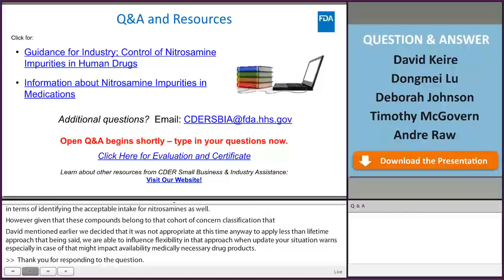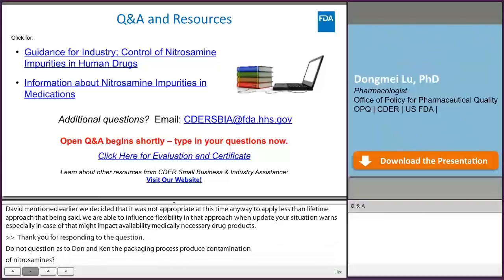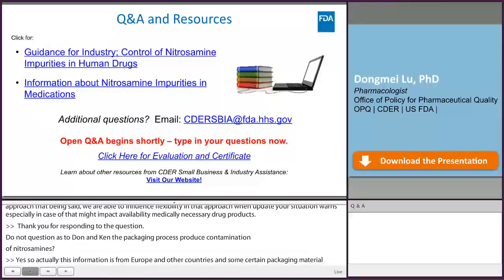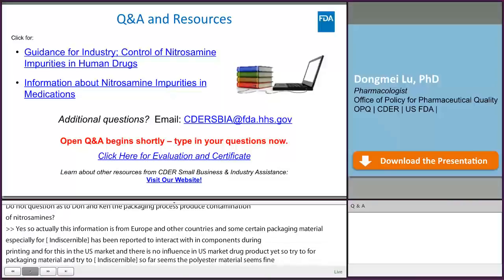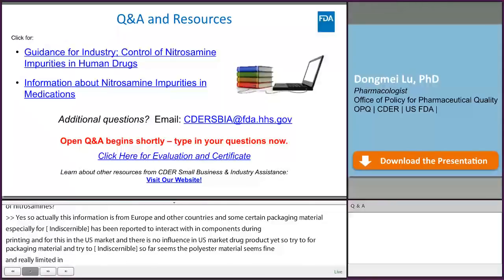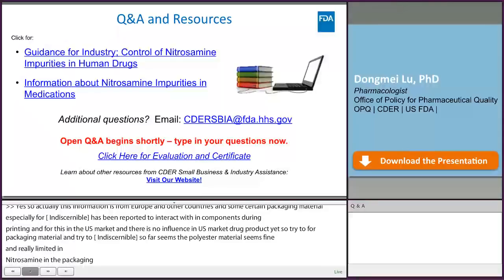Yes, so actually this information is from Europe and from some other countries. Certain packaging material, especially nitrocellulose in the lidding foil, has been reported to interact with the ink components during the printing. But for the U.S. market, there is no influence on U.S. market drug products yet. So for the packaging material, try to avoid the nitrocellulose packaging. And so far, it seems the polyester and acrylate materials seem fine. There is really limited nitrosamine found in the blister packaging, and you should pay attention to that, but so far it is not a big impact yet.